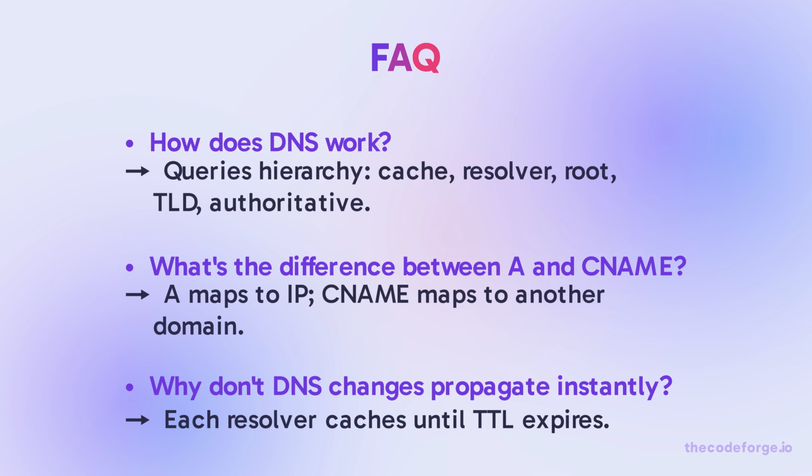And a few frequently asked questions. How does DNS work? Queries hierarchy, cache, resolver, root, TLD, authoritative. What's the difference between A and CNAME? A maps to IP, CNAME maps to another domain. Why don't DNS changes propagate instantly? Each resolver caches until TTL expires.